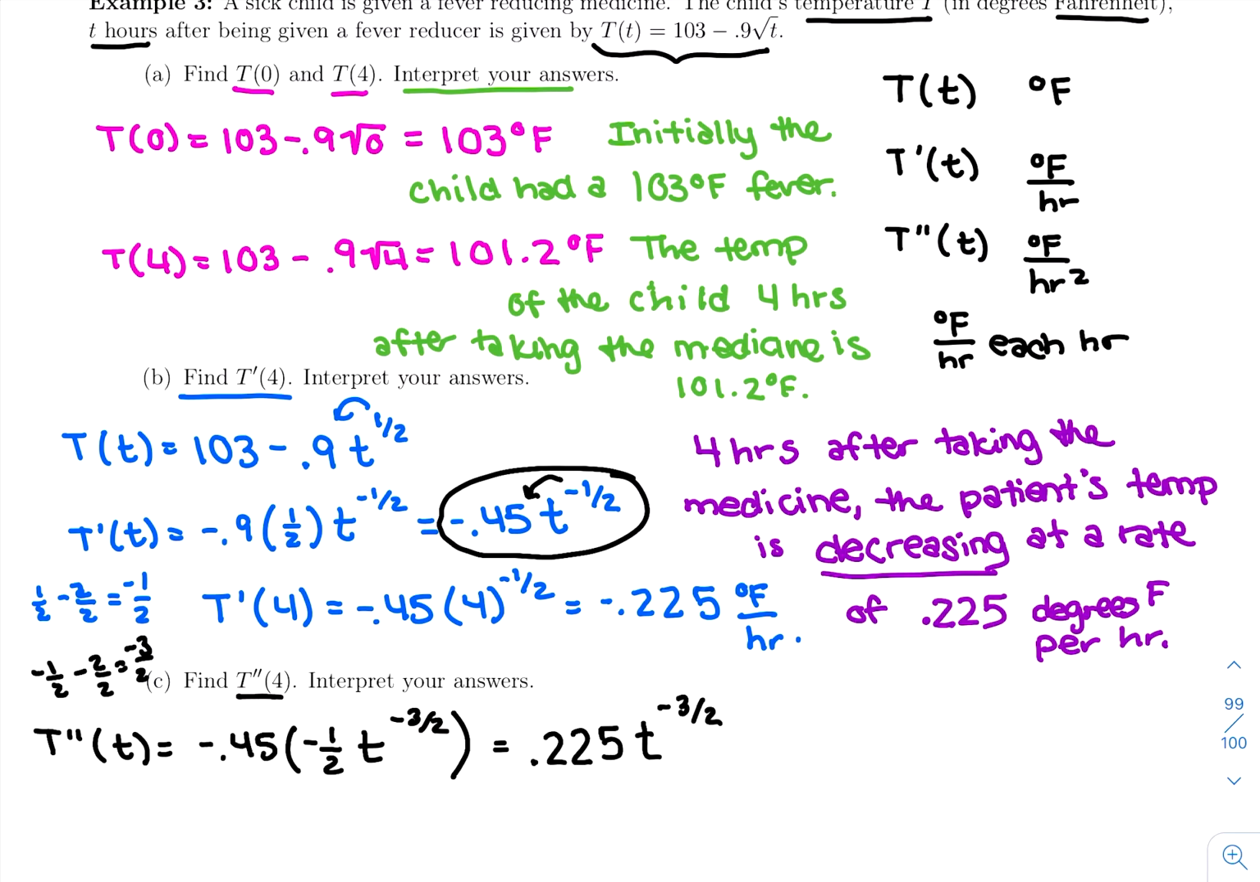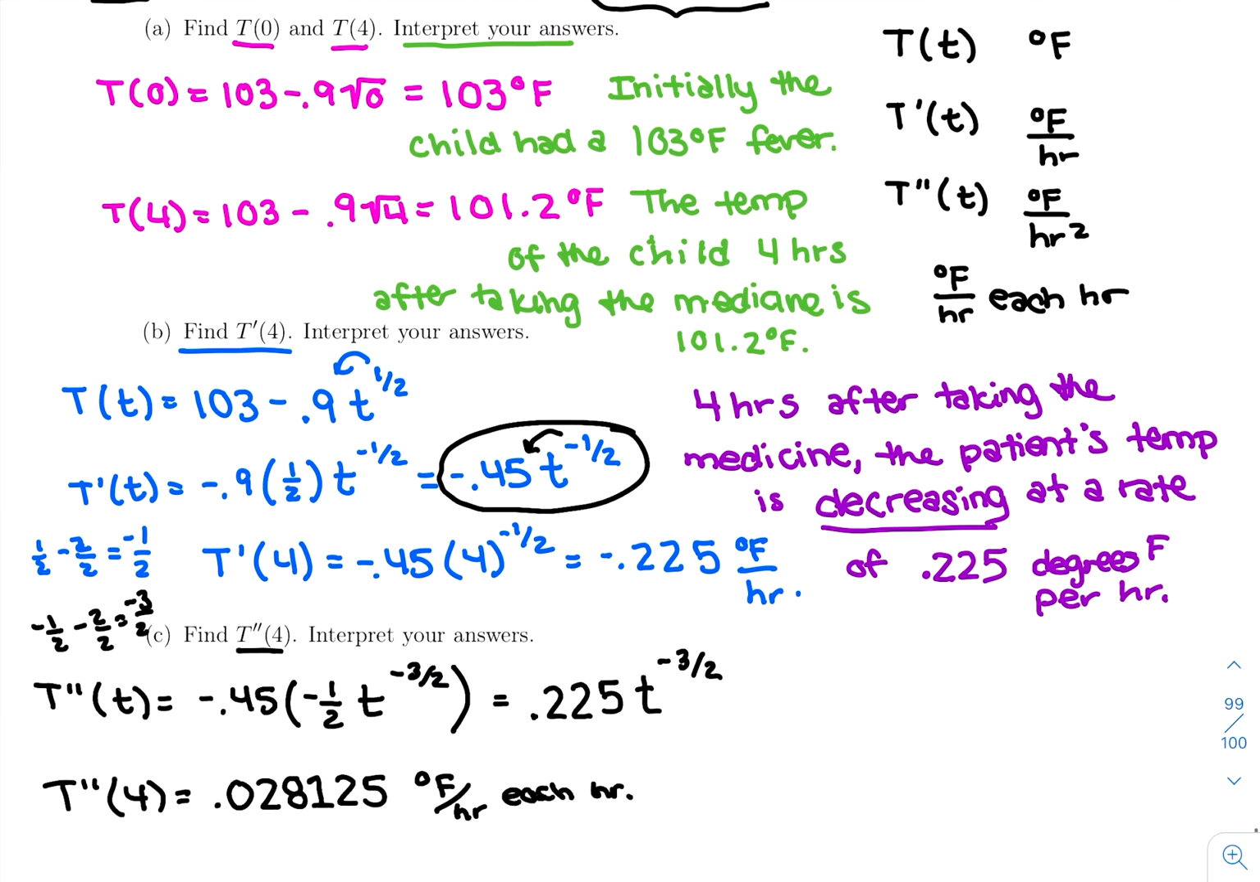So we are going to plug in 4 into this T double prime of 4 into what we found, and I'm getting 0.028125. And this is going to be in degrees Fahrenheit per hour each hour. We could write per hour squared and that would still be correct, but for me it's a little bit harder to interpret unless I think about it as per hour each hour.